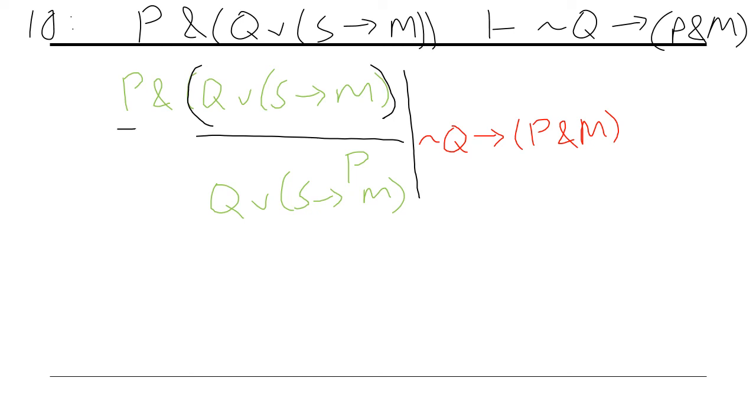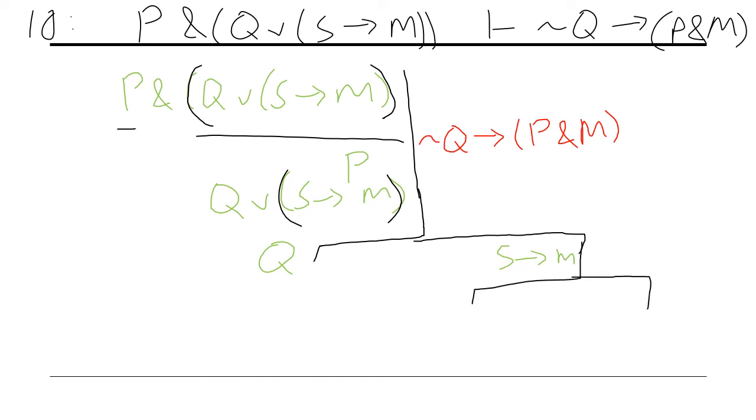Now we've just got this side and this side, so we're going to use our wedge rule. Branch out. Q here, S arrow M here. So now we just need to break down this arrow. So S here, M here. So now we finally broke down our premise all the way.